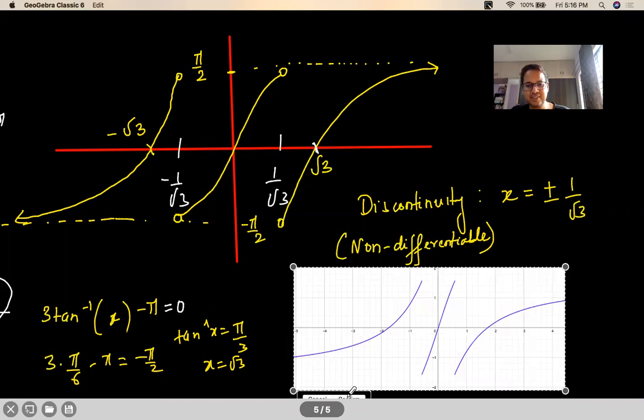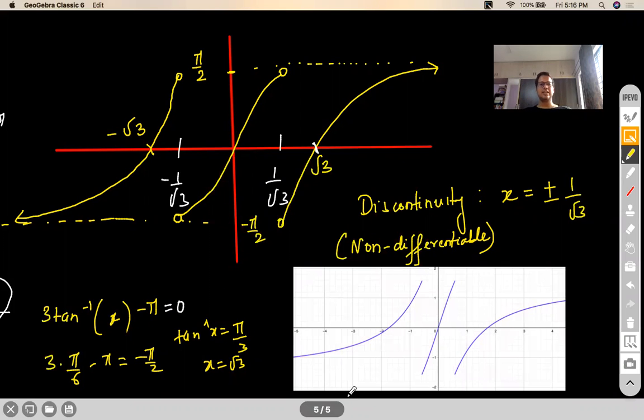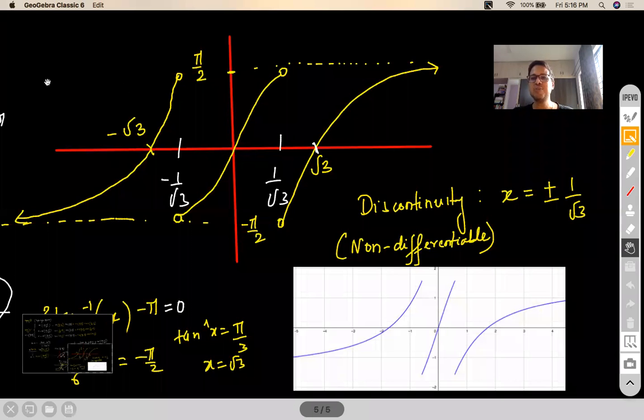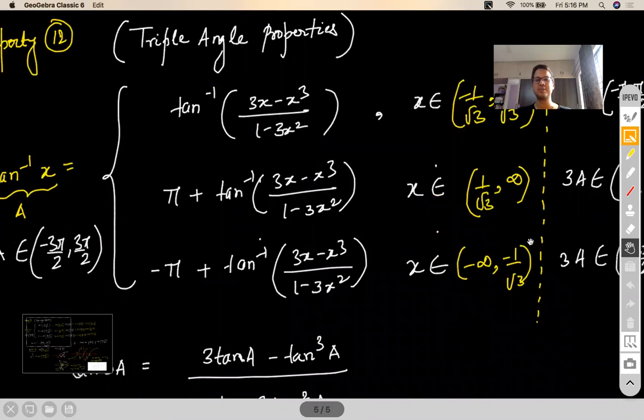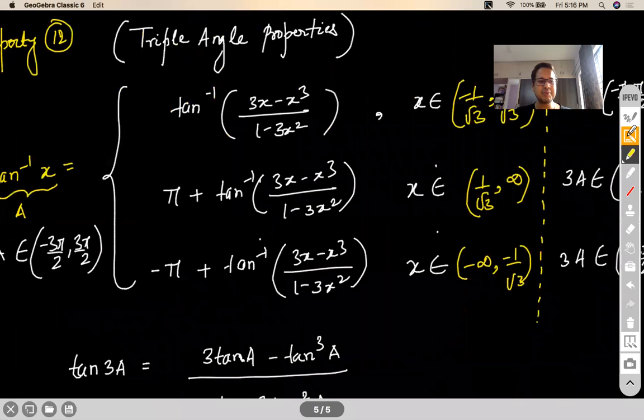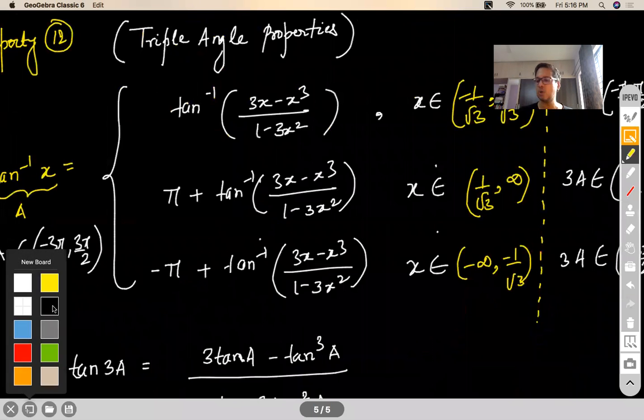Okay. Is it fine? Any questions, any concerns? Do let me know. So let's now move on to the subsequent property. Which property was this? Property number 12. Now property number 13. Sir, how many properties? Don't worry, we are now nearing the end of this chapter.